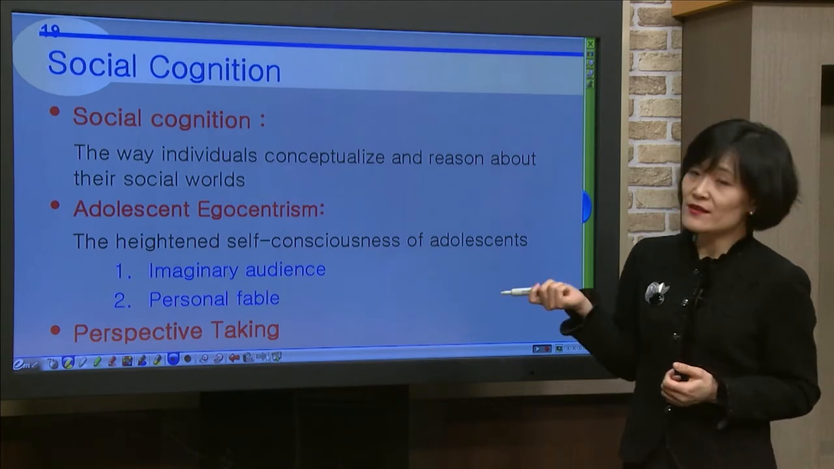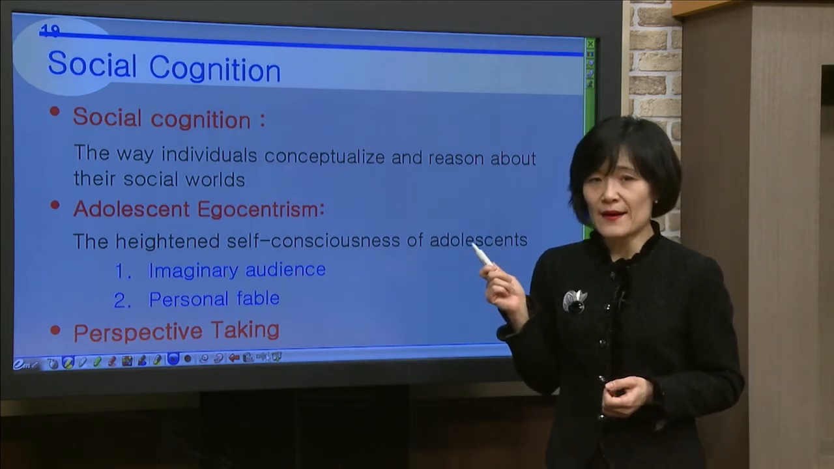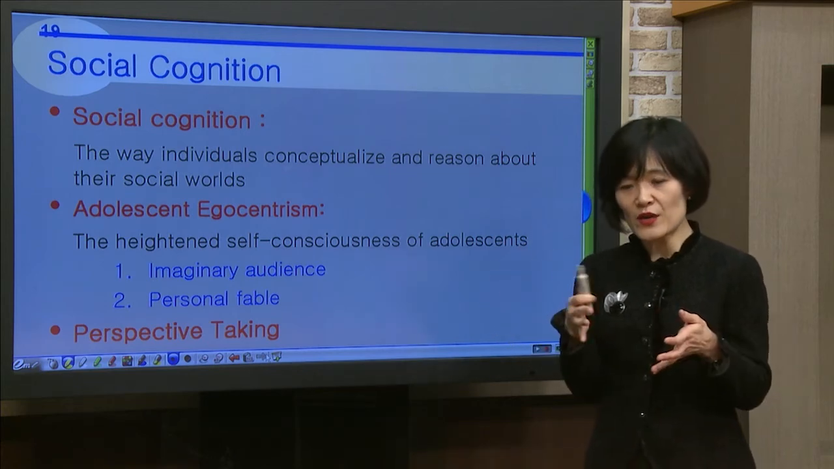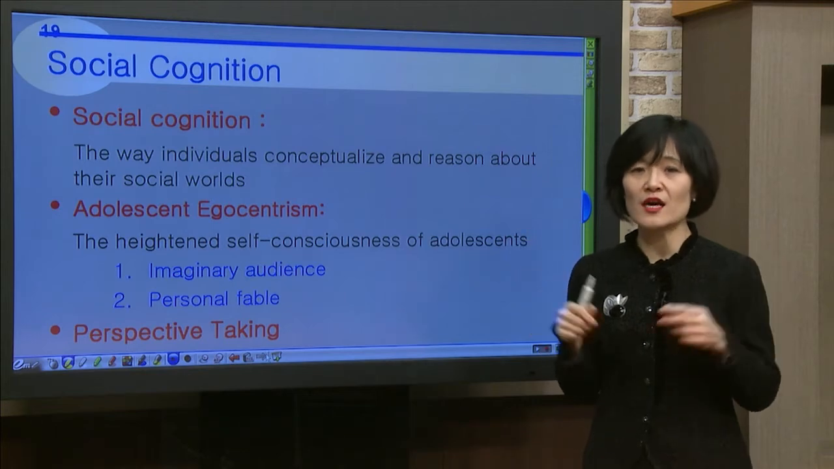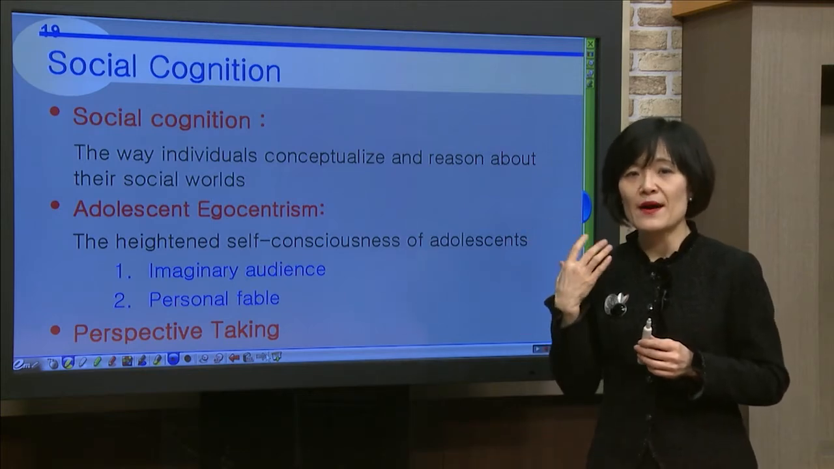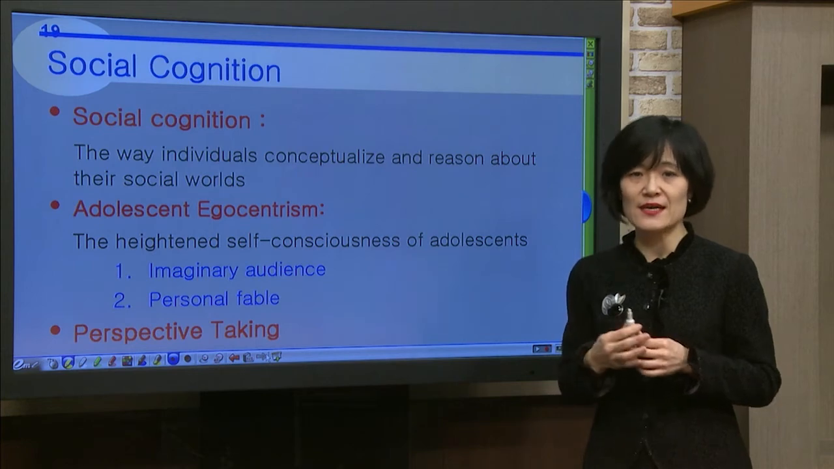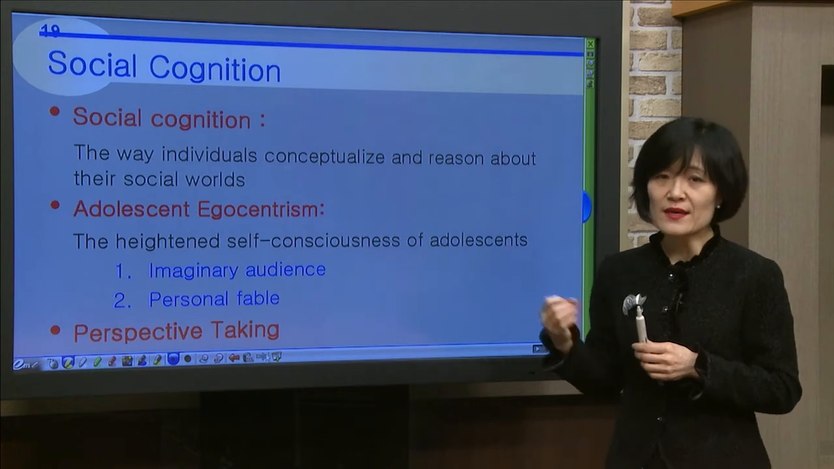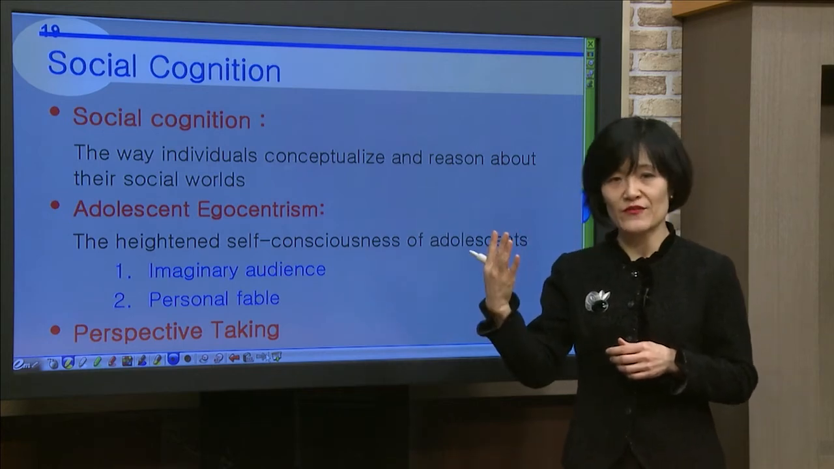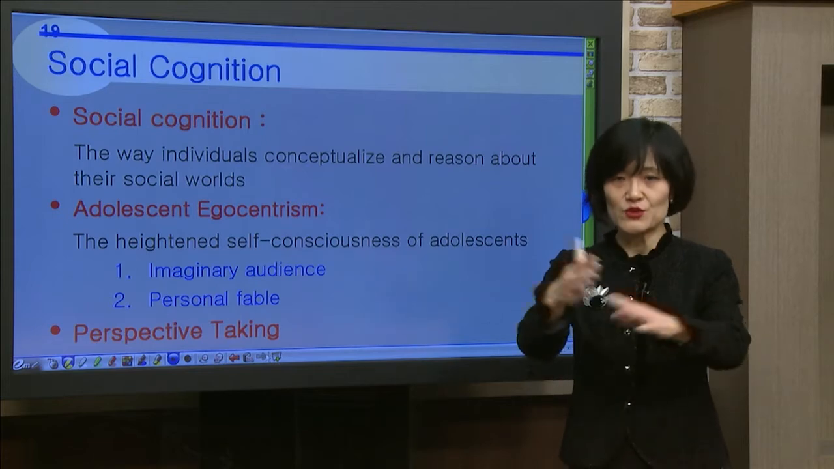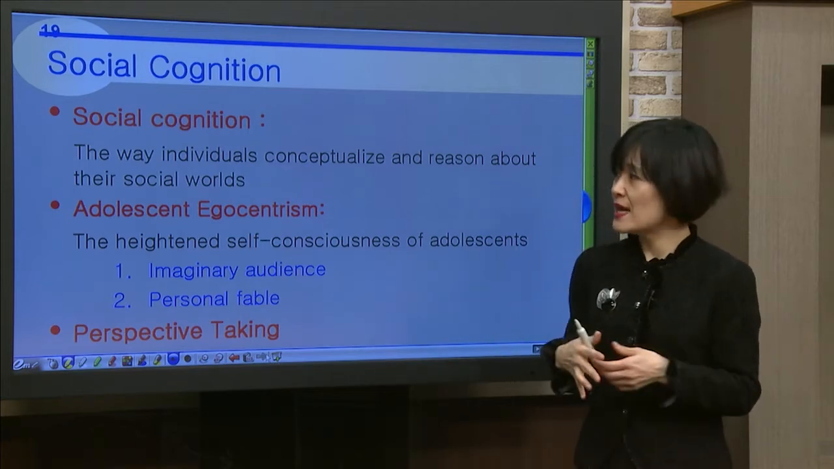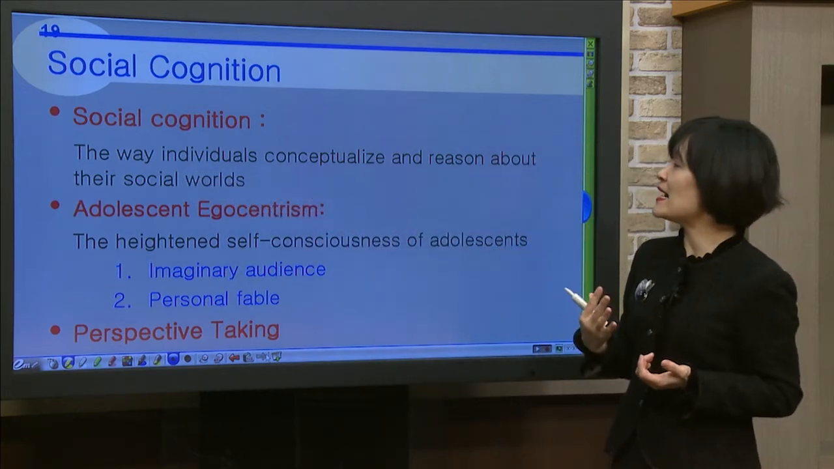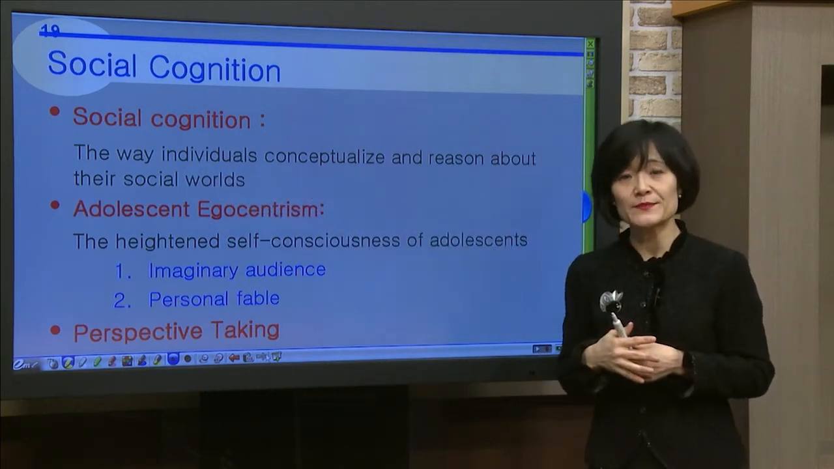Changing the topic, the final topic is social cognition, understanding adolescence. This is very important. Before, we were just talking about purely cognitive things like understanding, decision making, and intelligence. But here I say social, meaning that when we use our cognitive capability, it is in a social situation, a social context. So social cognition is the way individuals conceptualize and reason about the social world.